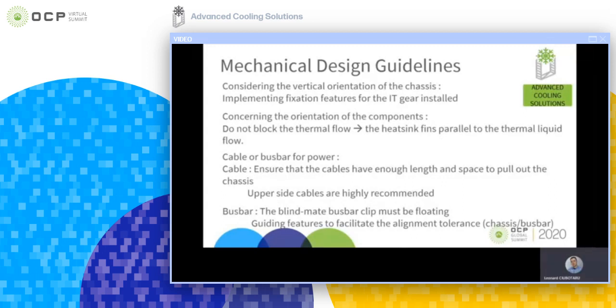Power transmission. The servers can be powered via cables or busbar. Both solutions work in immersion. If cables are used, one should make sure the cables have enough length and space to pull out the chassis. Preferably, upper side connection for cables should be used. If the power is transferred via busbar, then one must ensure the floatability of the blind mate connector and guiding features to facilitate the alignment.